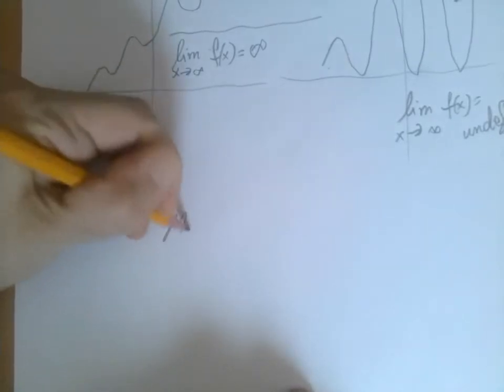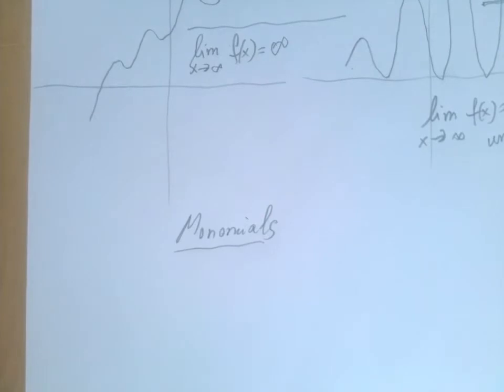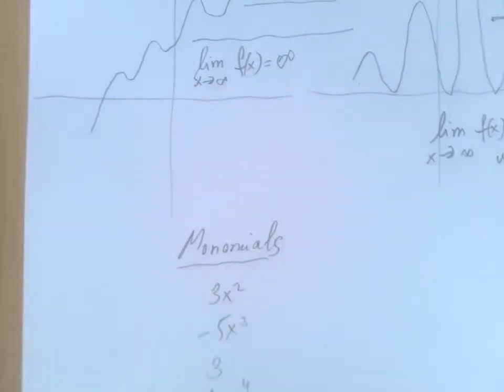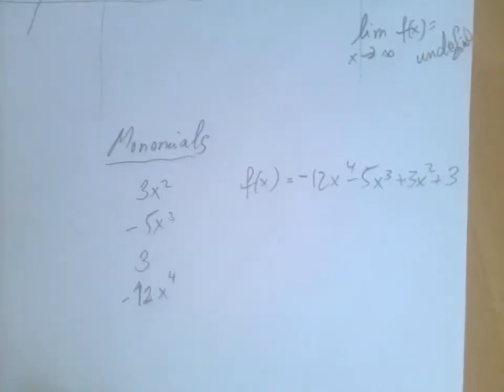So monomials. Poly in Greek means many. Polynomials, the poly in there means many, and mono means one. So monomials are polynomials with length of 1. So we're going to first look at end behavior of monomials.